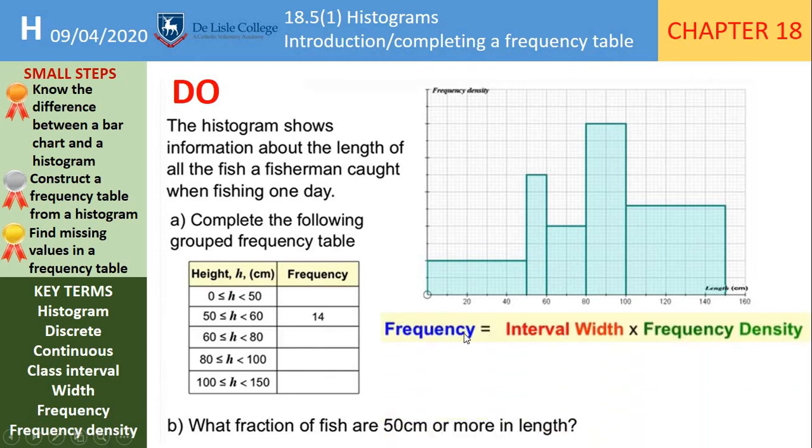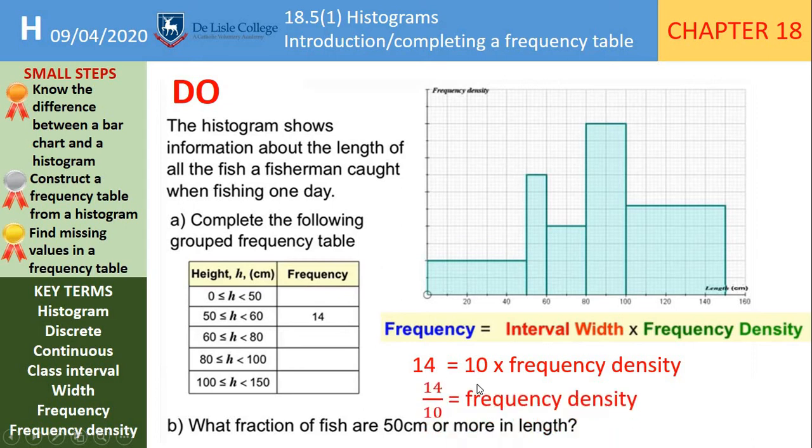So replacing this information into here, we know frequency density is equal to the frequency divided by the class width. So the frequency of 14, the class or interval width is 10, so 14 divided by 10 gives us that the frequency density for this second bar is 1.4. So the height of this bar is 1.4.